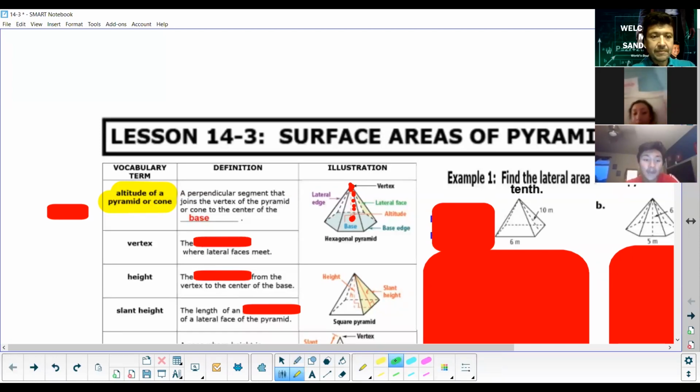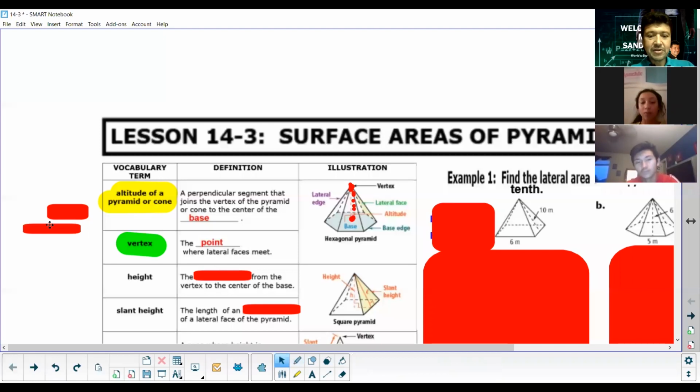Vertex. The point where the lateral faces meet. Yeah, so in this case, it's a point. It's very important for us to be able to determine the vertex because it's only one single location where you really find the main vertex of this pyramid. All right, Celeste, go ahead and read the next one.